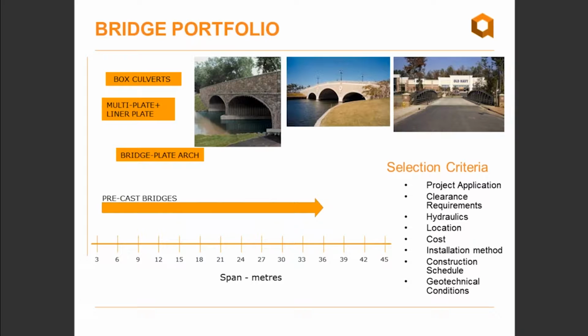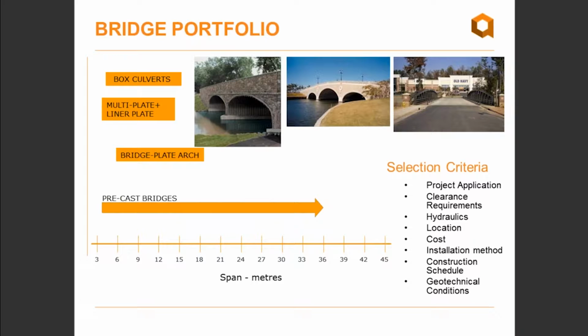Keeping all these factors in mind, here are some of the options available for the buried bridge profile we're going to be discussing today. Starting at the top, you can see a picture of it on the left-hand side here, is a structural steel box culvert. It's well suited for low headroom applications and is offered in sizes ranging from 4 meters to about 15 meters in clear span.